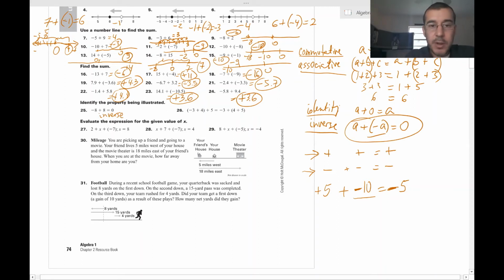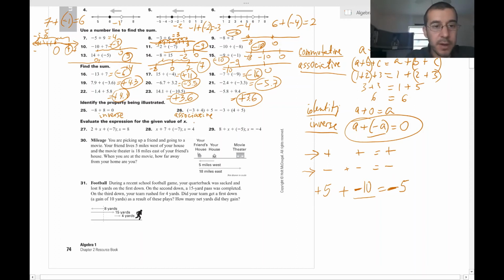26, this is the associative property, the one that we discussed right here. So this is the associative property of addition. When you're adding three numbers, A, B, and C, how you group them up doesn't matter, you end up with the same sum.